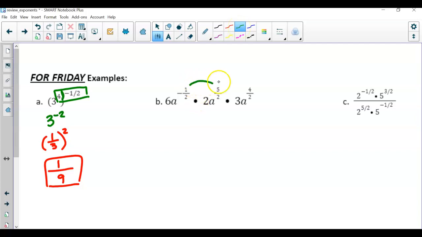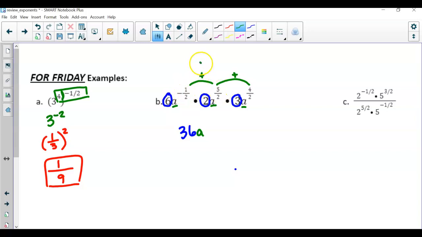We're going to add the exponents because the bases are the same. The bases are technically A and A, because the 6 here is a coefficient, the 2 is a coefficient, the 3 is a coefficient. So you still multiply the coefficients here, which gives you 36. Now all the bases were A, so we're going to keep our base of A, but then add the exponents.